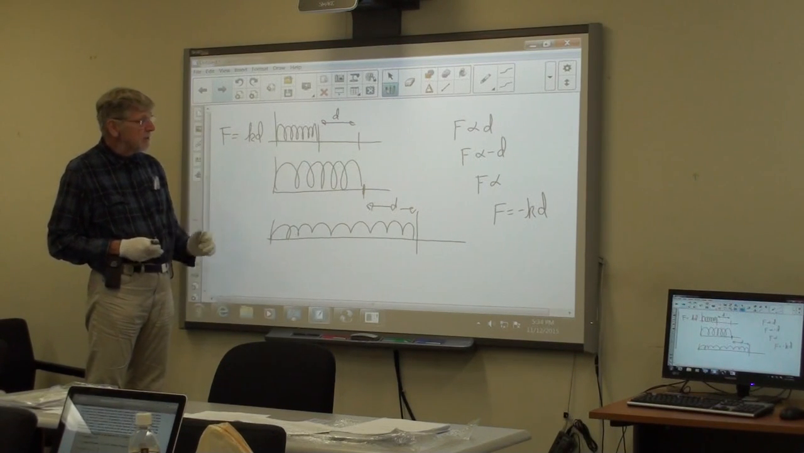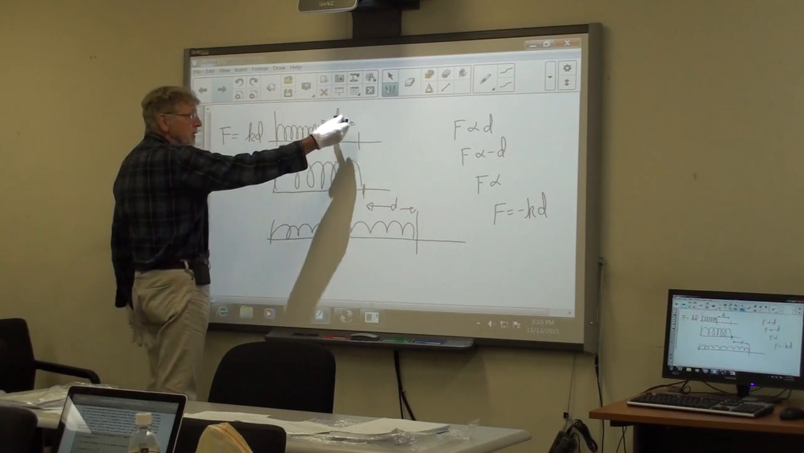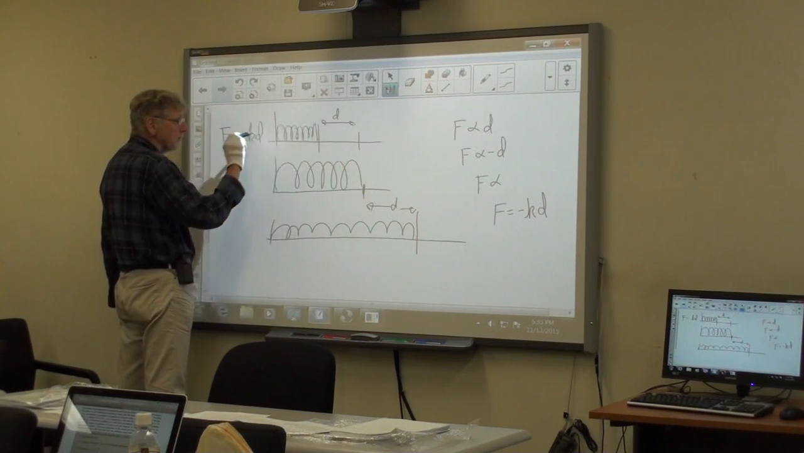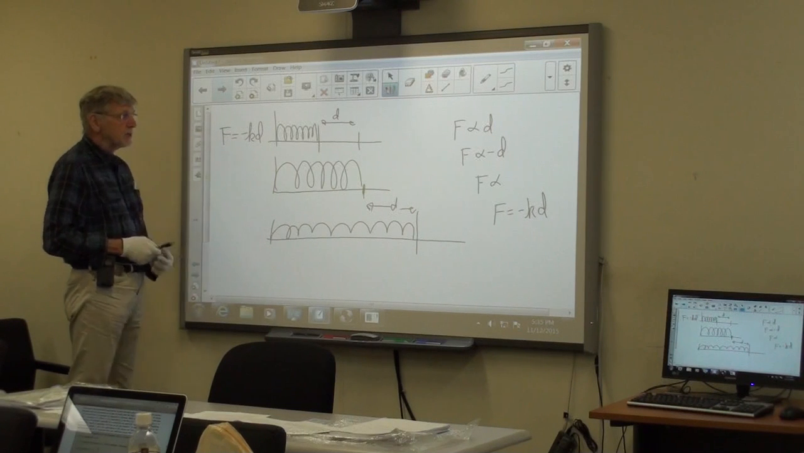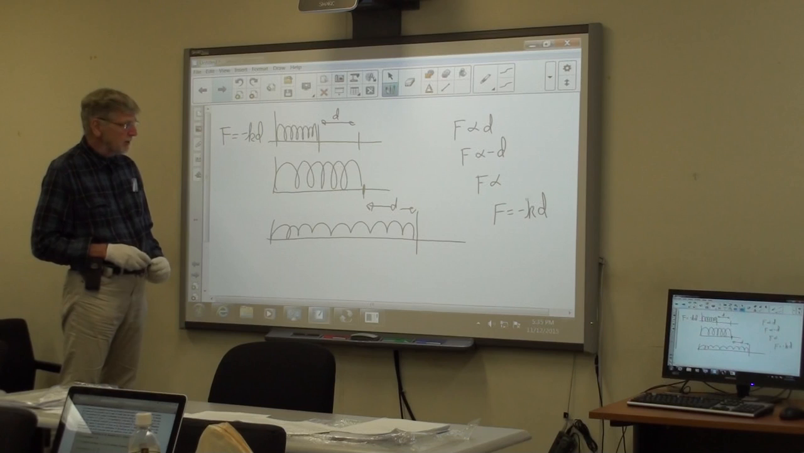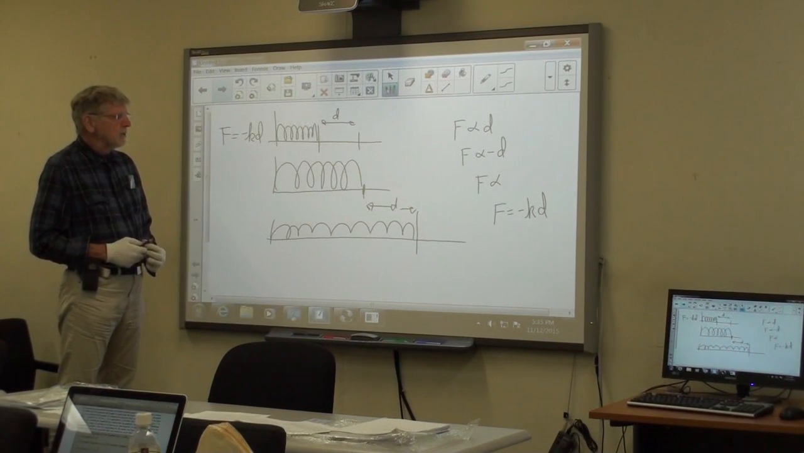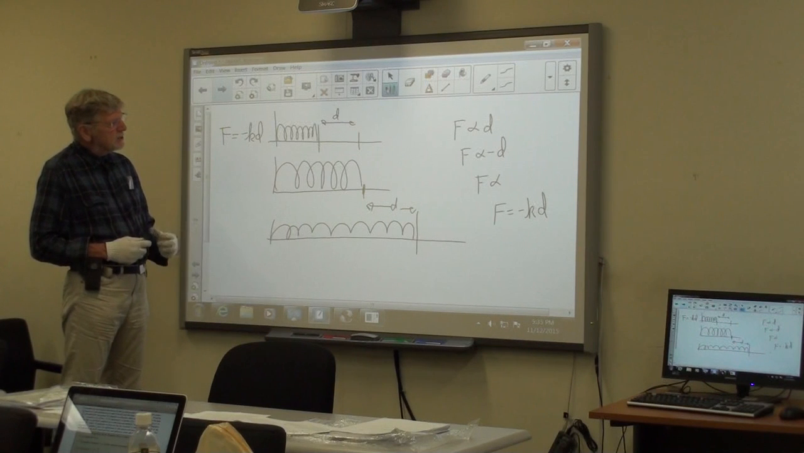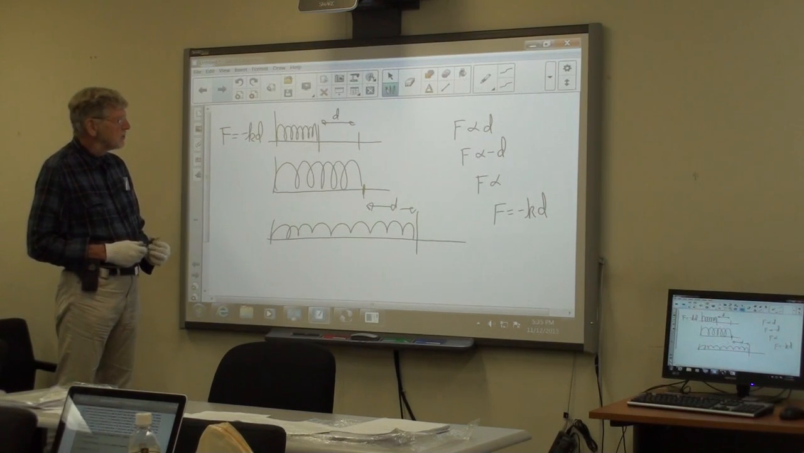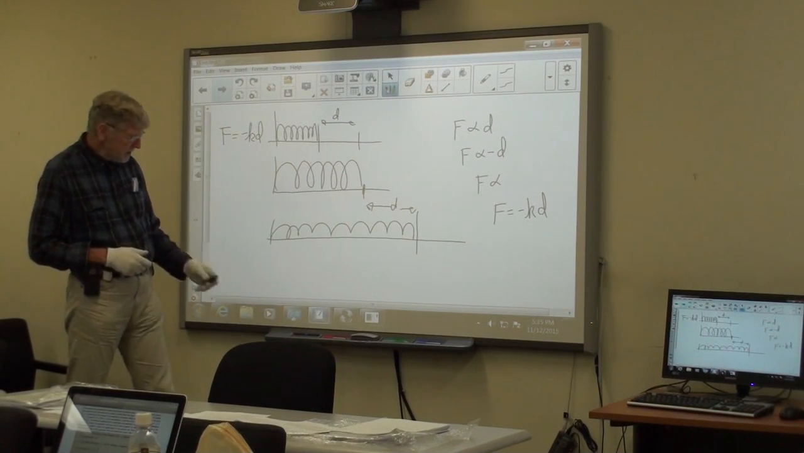At first, it's easy to compress, but then later, it gets very hard to compress. And if you're compressing it in this direction, then the force is against what you're trying to do. So it's a minus sign in the reverse direction. So the more you try to compress the spring or extend the spring, the stronger force of resistance you create on the spring.